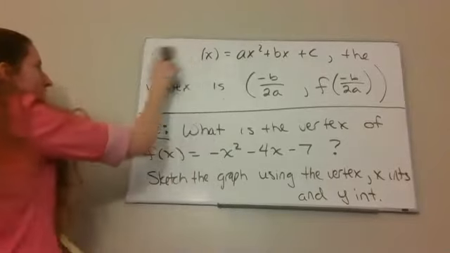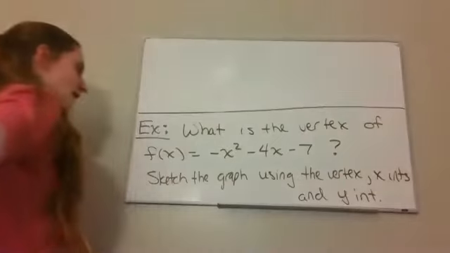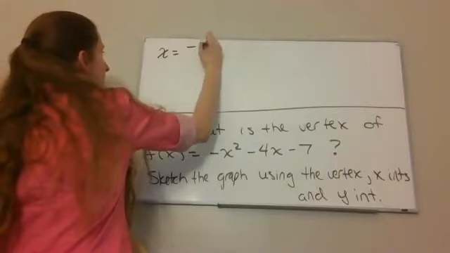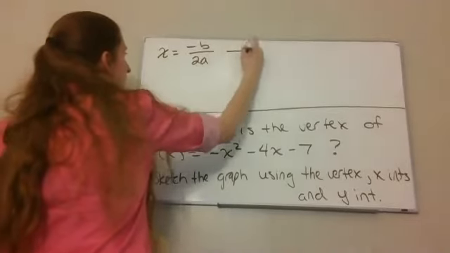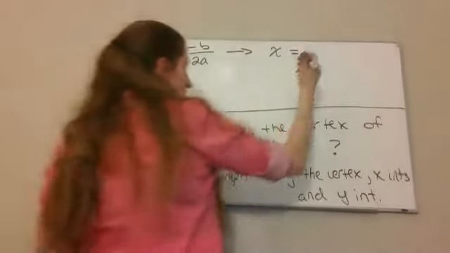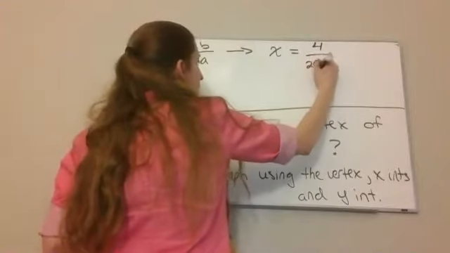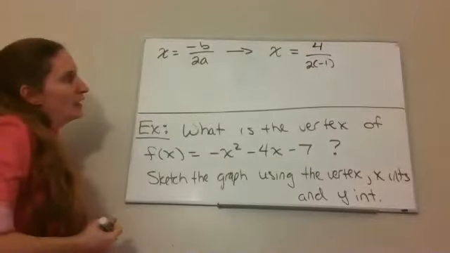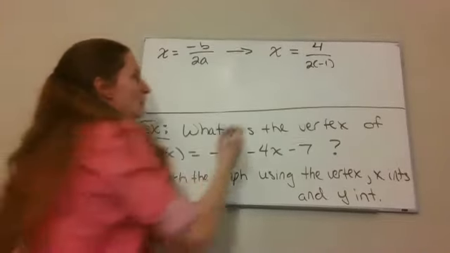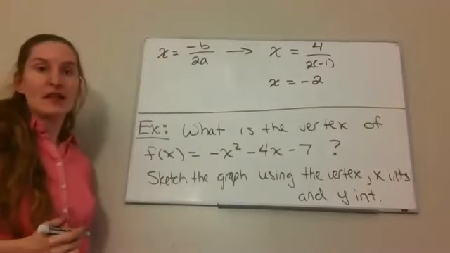So first we'll find the vertex. The x-coordinate of my vertex is -b/2a. So for this particular problem, -b would be +4, and 2 times a is 2 times -1. 4 over -2 is equal to -2. So the x-coordinate of my vertex is -2.